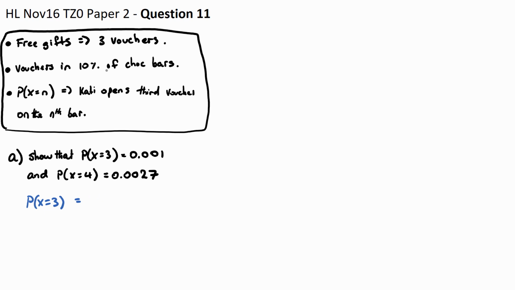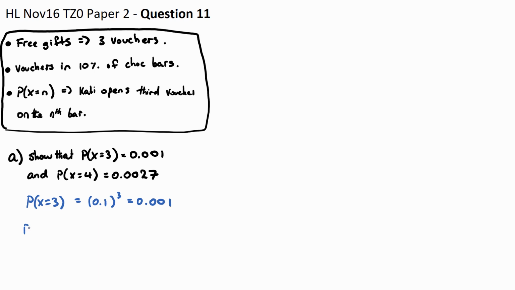So the probability of getting just the first one would be 0.1, and then it would be times the second one 0.1 times the third one 0.1. So it's essentially just 0.1 cubed. And this, we can check it on our calculator if we want, but this is actually just 0.001 if we know our decimals.